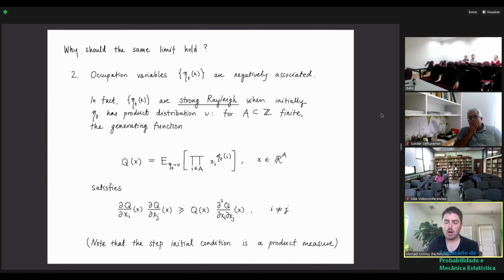So the definition of this property is given in terms of a generating function. If we define a generating function Q this way, where we initially start with the product measure, then the derivatives of this generating function satisfy a certain inequality. So this applies in our case because the step initial condition is a product measure. It's a product measure where the Bernoulli parameter is 1 to the left of the origin and 0 to the right.